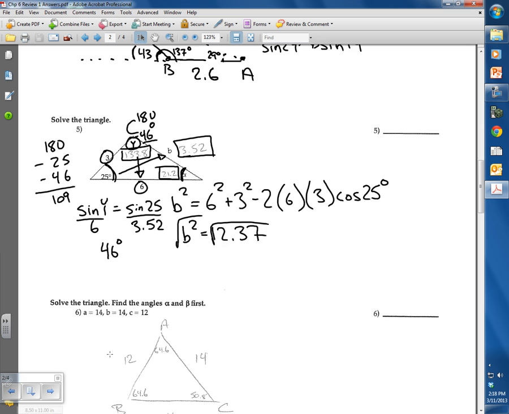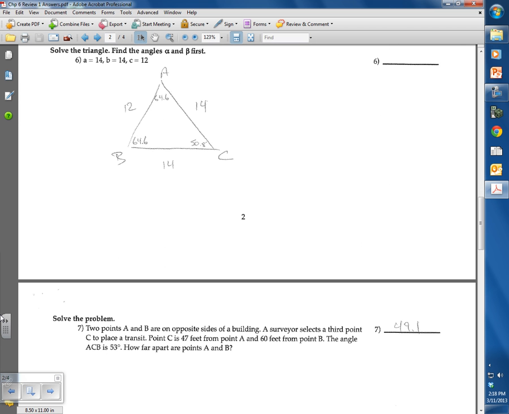All right, scrolling down, we're going to do the exact same thing for problem 6 on this triangle. We are given the sides 12, 14, and 14. So we'll start with angle A up here, and that's law of cosines. So we'll go 14 squared equals 14 squared plus 12 squared minus 2 times 14 times 12 times cosine A. Careful with what we're doing here. 14 squared is 196. You add 12 squared, 144 to it, you get 340.